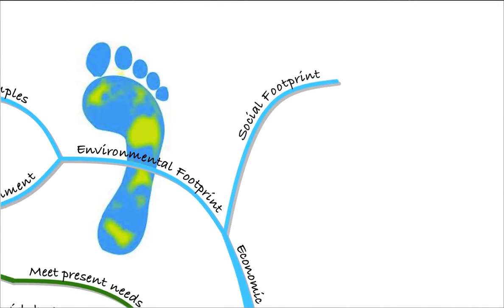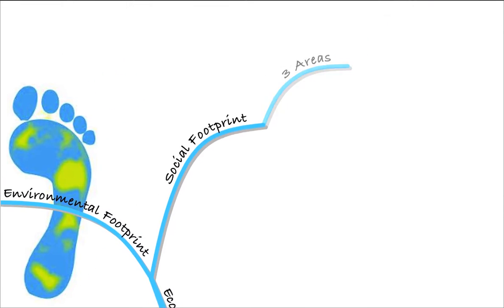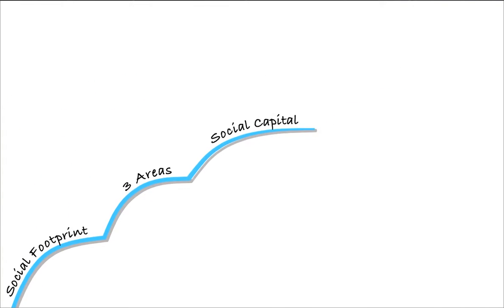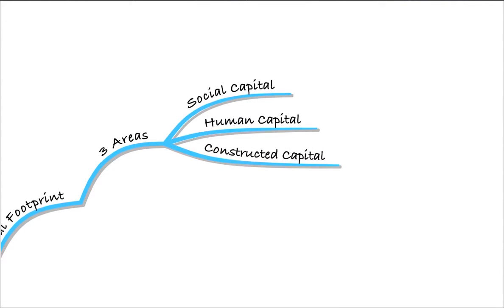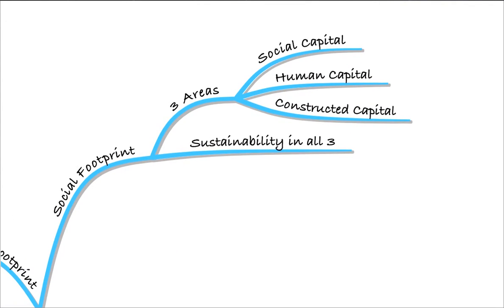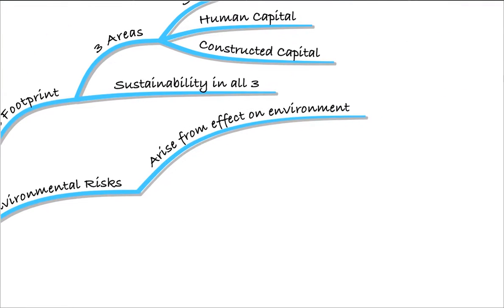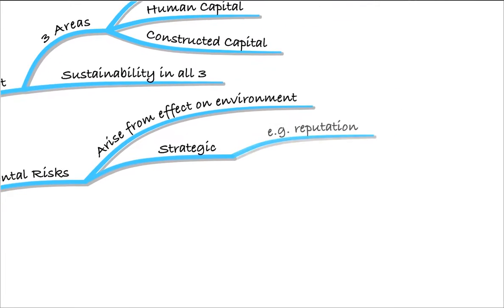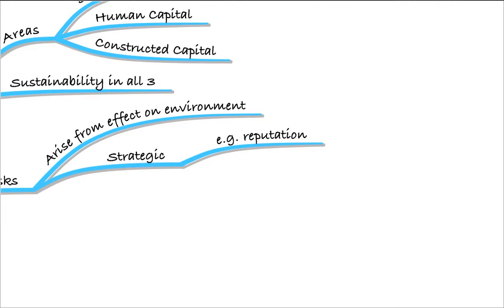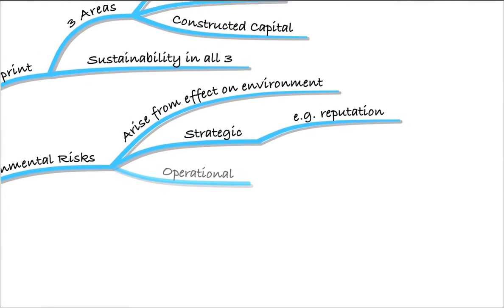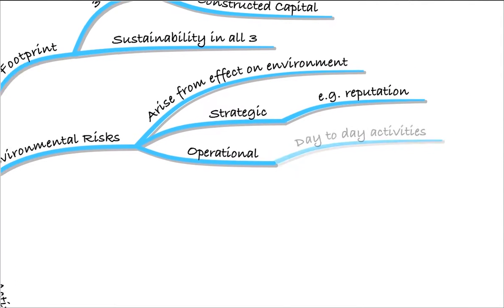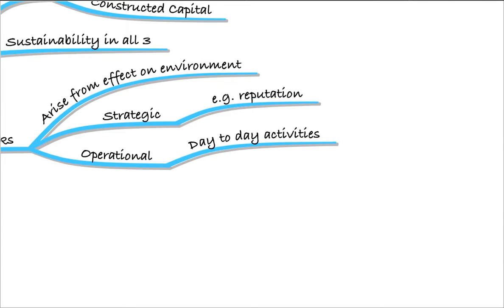We also discussed the social footprint of the business and how there's three main areas for this, with the social capital, the human capital and the constructed capital. And we need to try to achieve sustainability in all three of those. Lastly, in this section, we looked at environmental risks. Remember, these arise from the effect of the business on the environment. They could be strategic, for example, reputation risk that affects the whole organisation, or they could be operational that affect specific part of the organisation and the day-to-day activities.